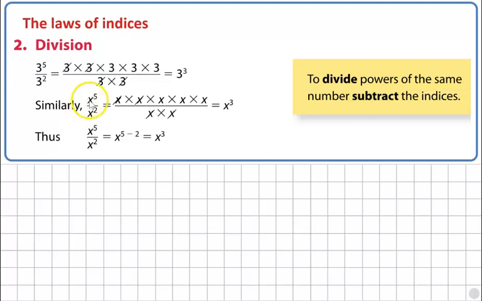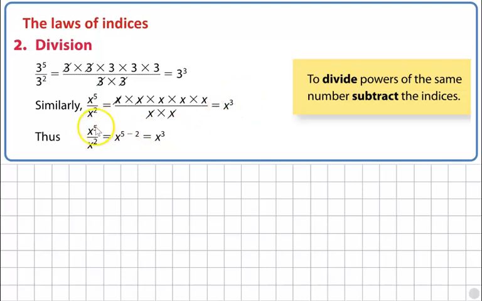Similarly, if we were to do x to the power of 5 divided by x to the power of 2, it would be x by x by x by x by x divided by x by x. The first x on top would cancel with the first x on the bottom. The second x on the top would cancel with the second x on the bottom, leaving us with 3 x's multiplied together, which is x cubed.